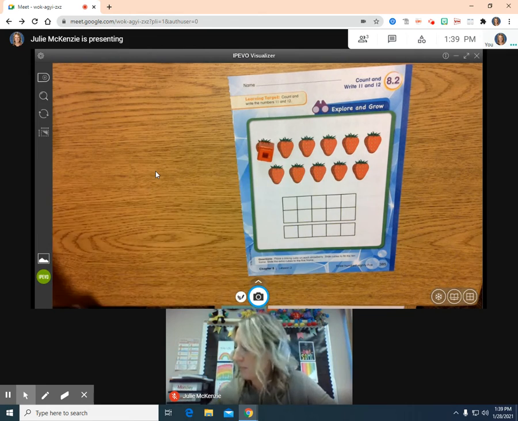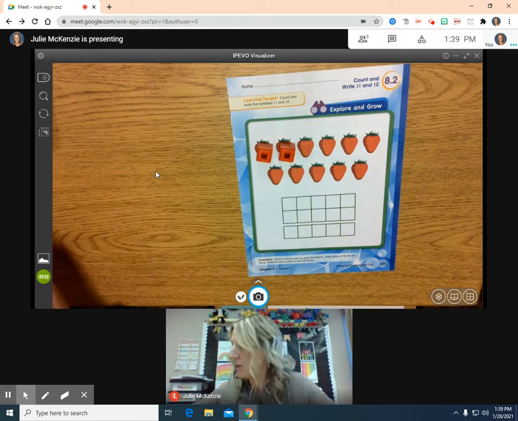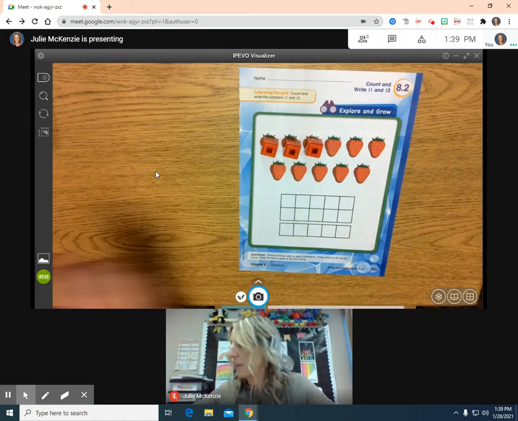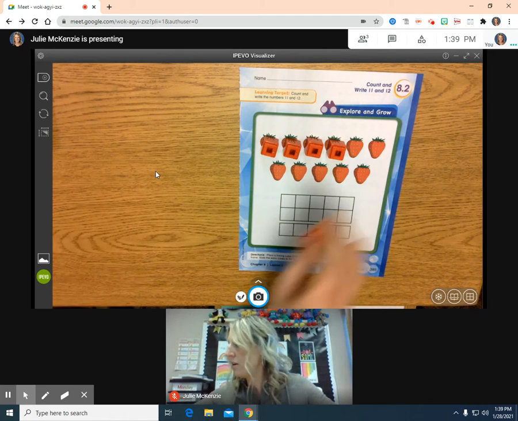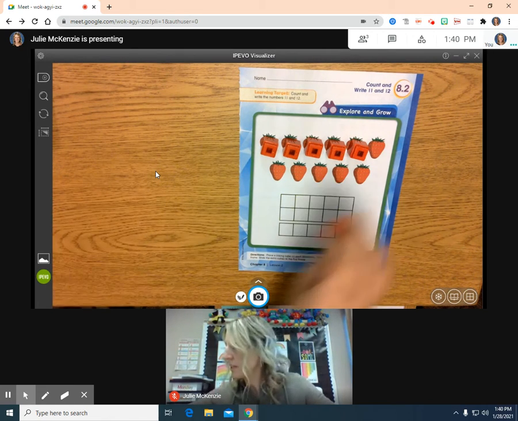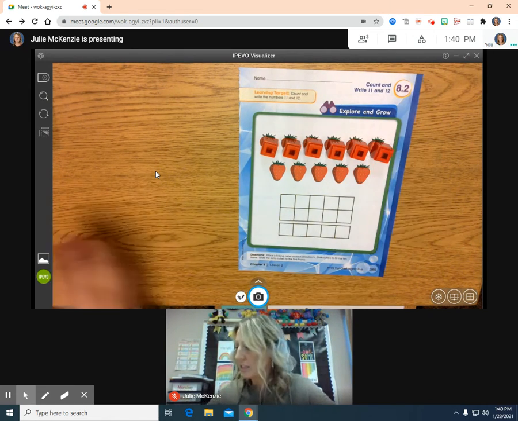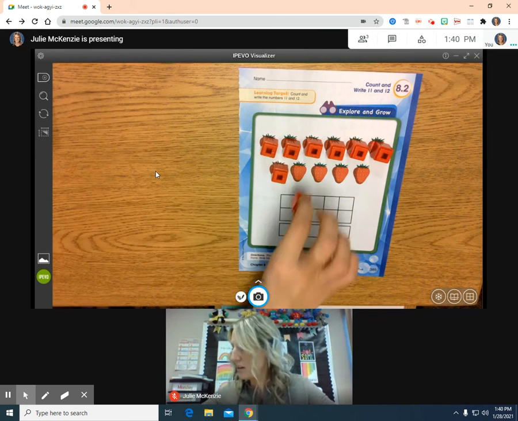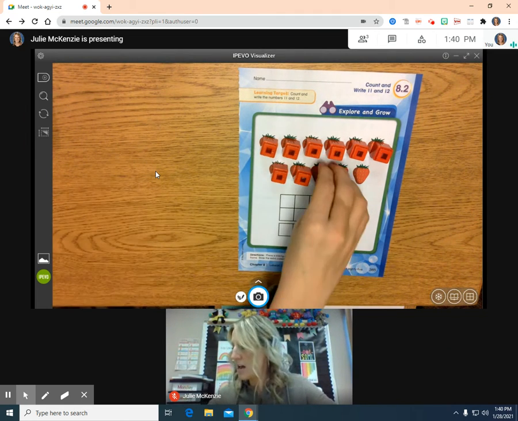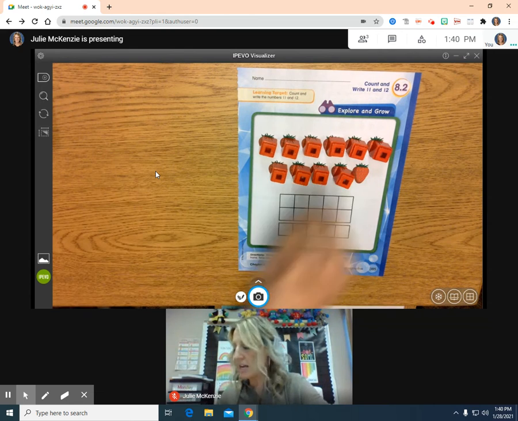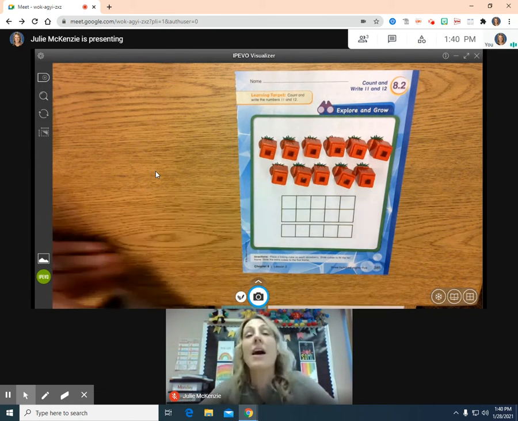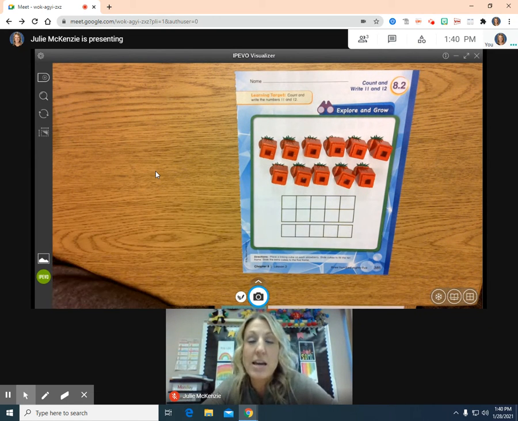1, 2, 3, 4, 5, 6, 7, 8, 9, 10, 11. I have 11 strawberries picked. Now I want to slide those to my 10 frame.